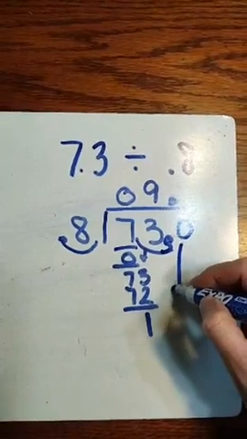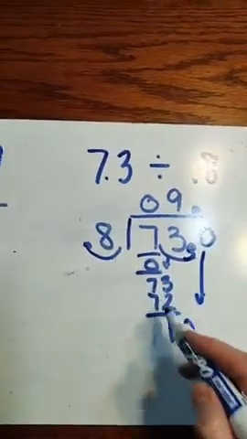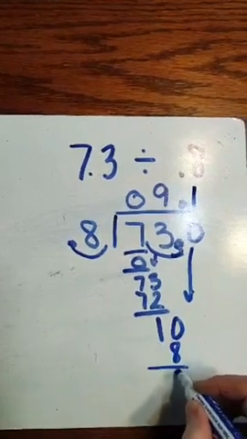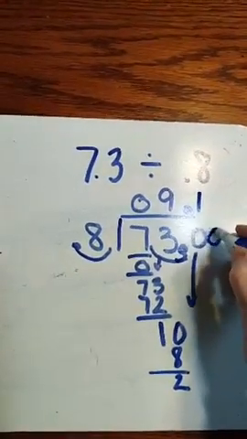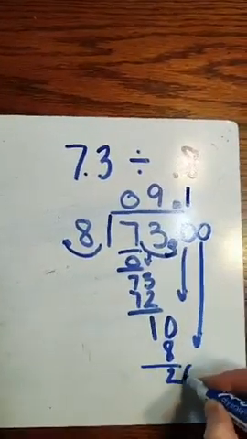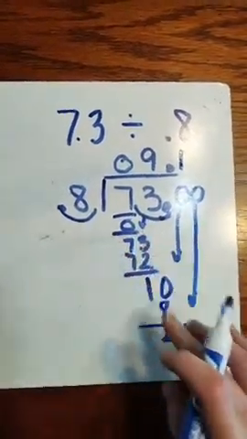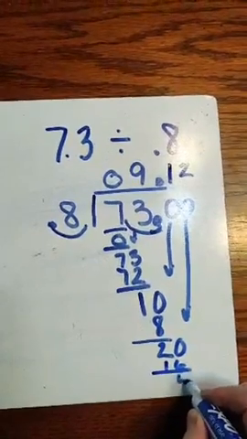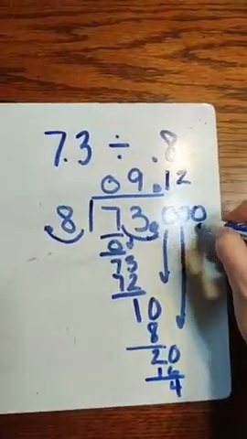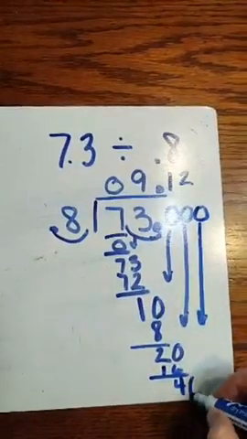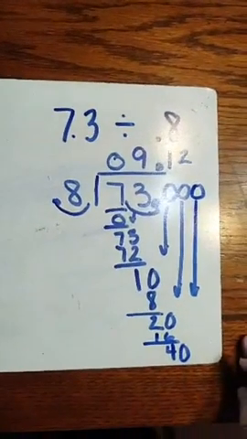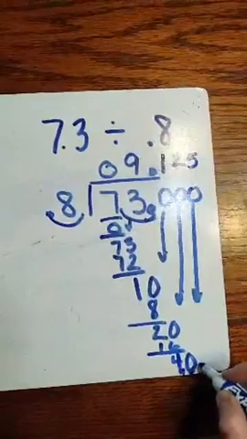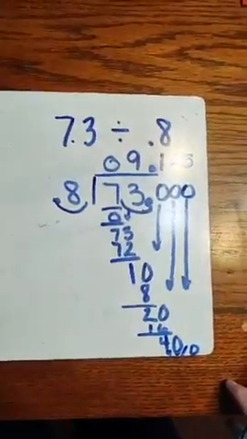So I bring my 0 down. 8 goes into 10 one time. I subtract, I get 2. Well, I'm not done. I've got to add a 0. I cannot have a remainder. 8 goes into 20 2 times. Still not done. Add a 0 and bring it down. 8 goes into 40 5 times. And finally, we get to 0.